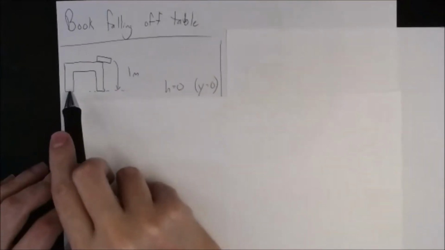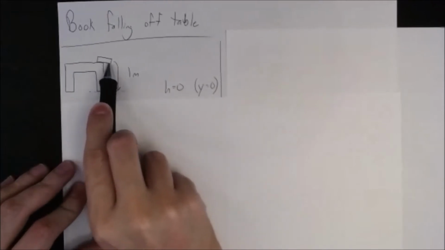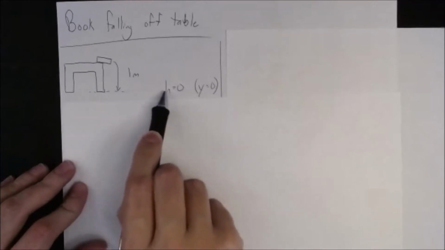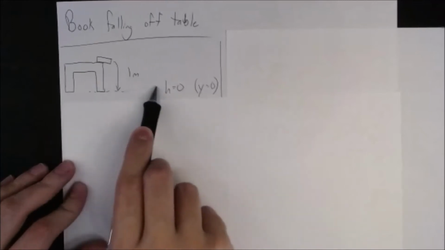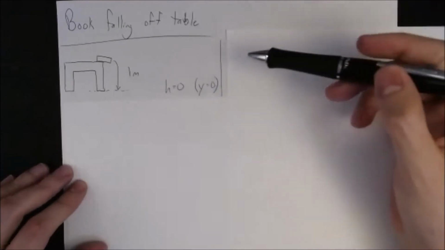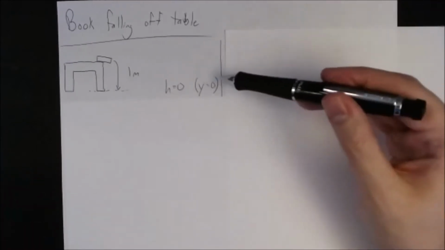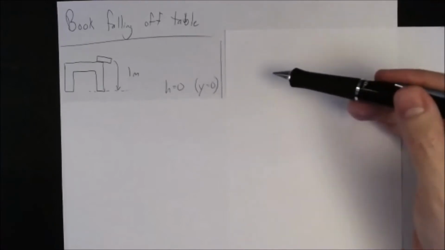We have a table and a book, and the book is going to fall off the table. We have defined the floor to be h equals 0 or y equals 0, however we want to talk about it. The book goes back and forth, and different classes will go back and forth, so get used to different kinds of notation.